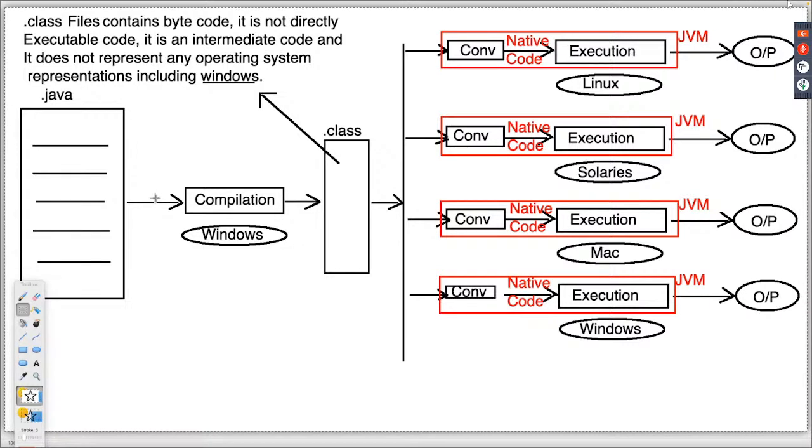Now tell me, how many JVMs have we used there? 4 JVMs we have used. Not a single JVM. Overall, 4 JVMs we have used. Are all of you getting it clearly now? So this is exactly the story about Java and its platform independent programming language nature.